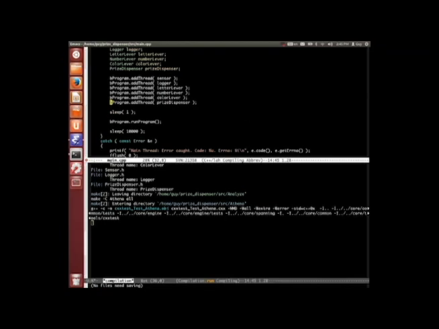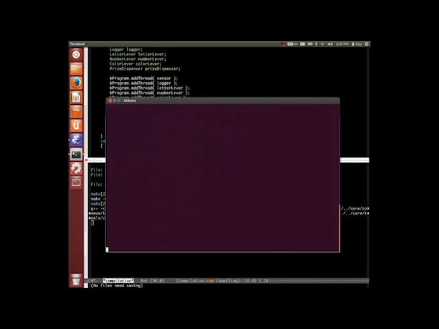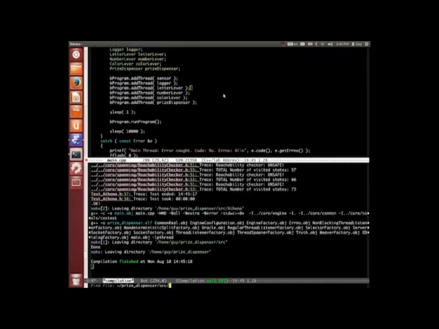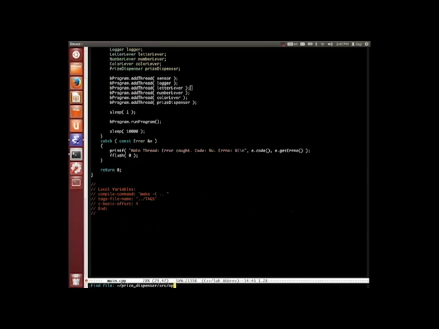and compile again. Okay, I'm just clearing the screen. And now we expect Athena, so now she tells us that no optimizations were found, because now everything is in use.